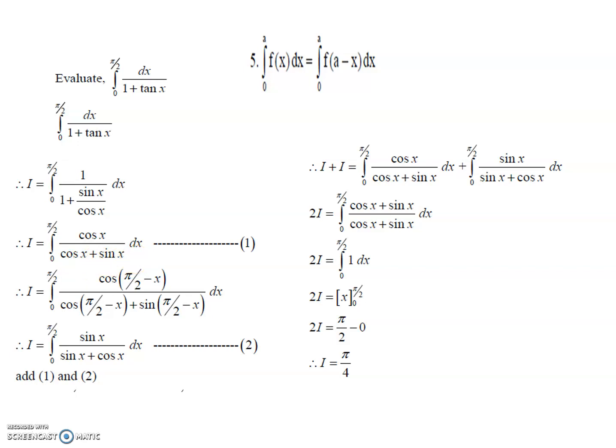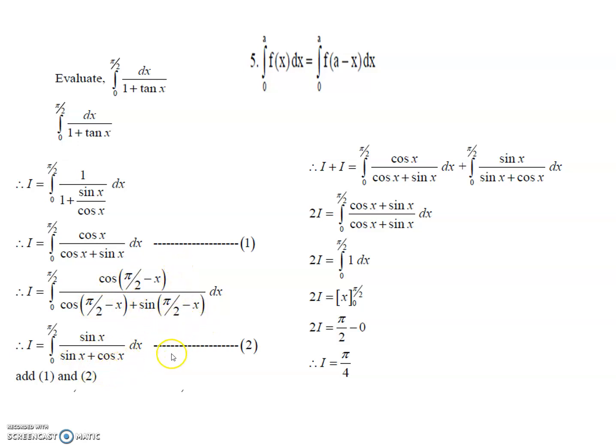So now we have to use which property? Yes, property number 5: the integral from 0 to a of f of x dx is equal to the integral from 0 to a of f(a minus x) dx. So instead of a we have to put pi by 2 there. So cos(pi by 2 minus x) upon cos(pi by 2 minus x) plus sin(pi by 2 minus x) dx. What is cos(pi by 2 minus x)? Yes, it is exactly sin x. Cos(pi by 2 minus x) is sin x. Sin(pi by 2 minus x) is cos x.